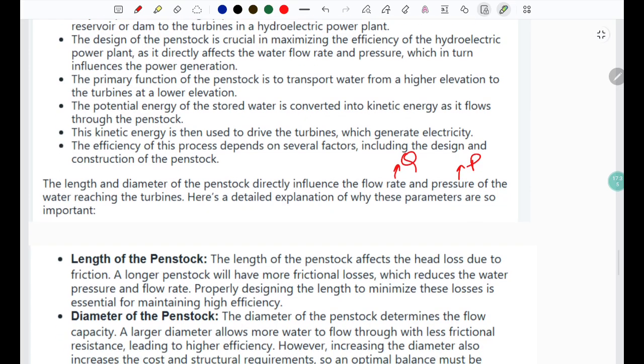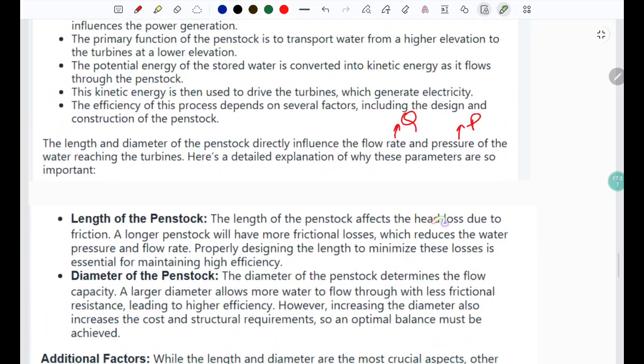Then it explains why they are important. The length affects the head loss. Due to the friction, a longer penstock will have more friction losses, which will reduce the water pressure and flow rate. Properly designing the length to minimize these losses is essential to maintain high efficiency.